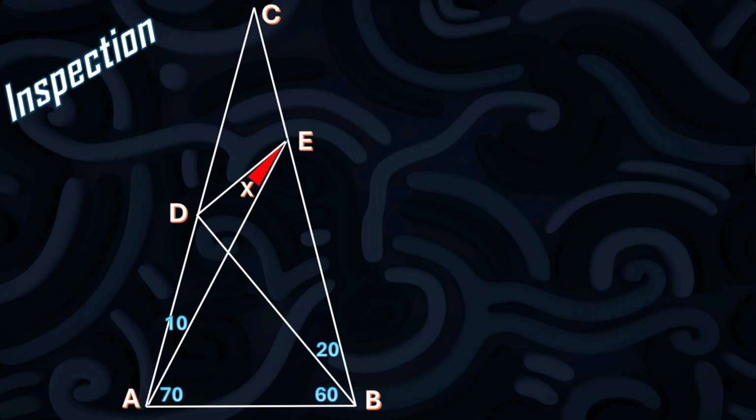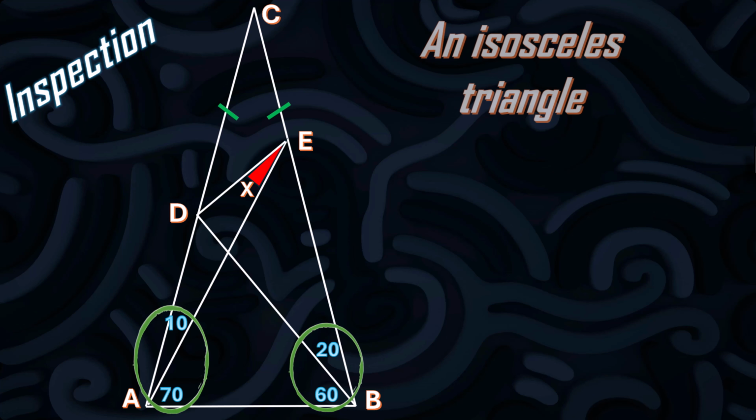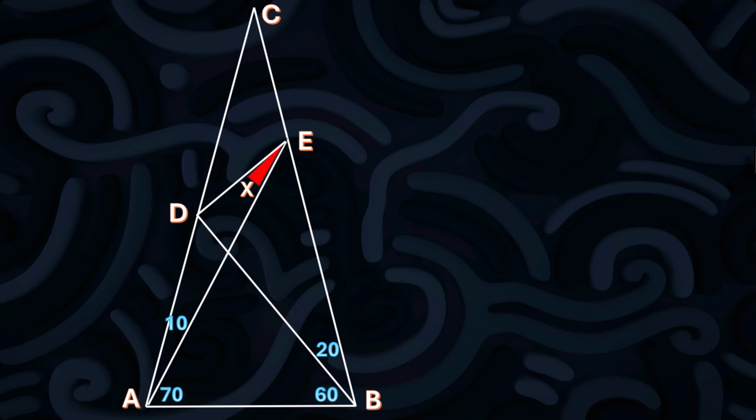A quick inspection of the problem, and we see that we have equal base angles, an isosceles triangle. So AC equals CB. We'll come back to that. Let's have a look at a few other angles.